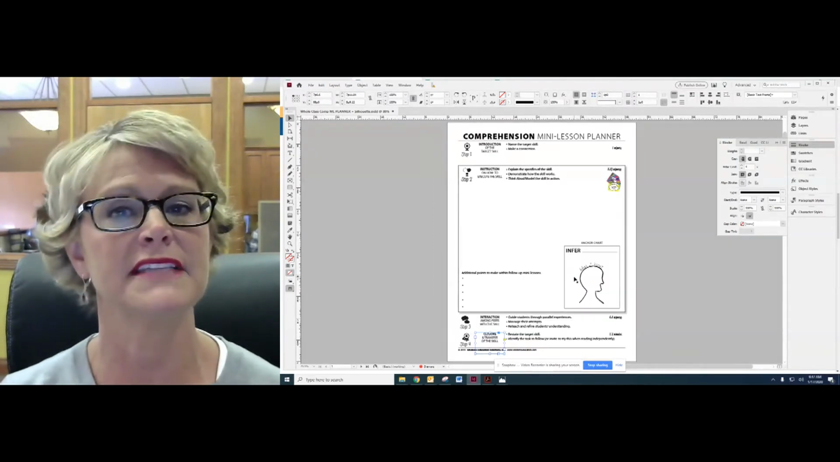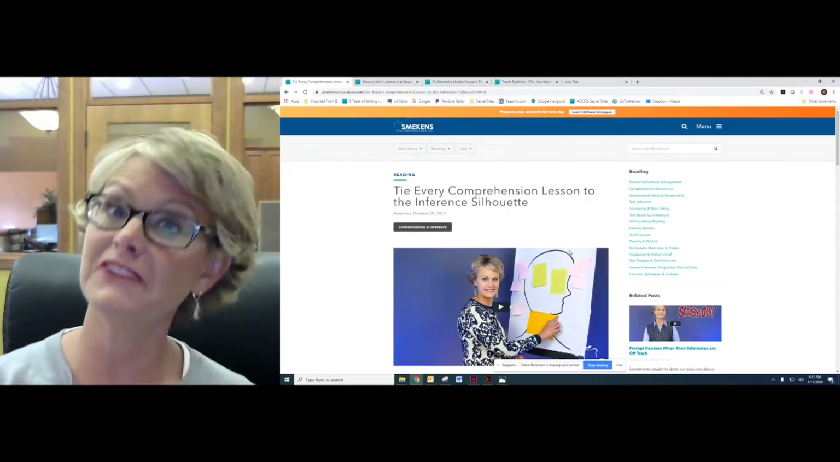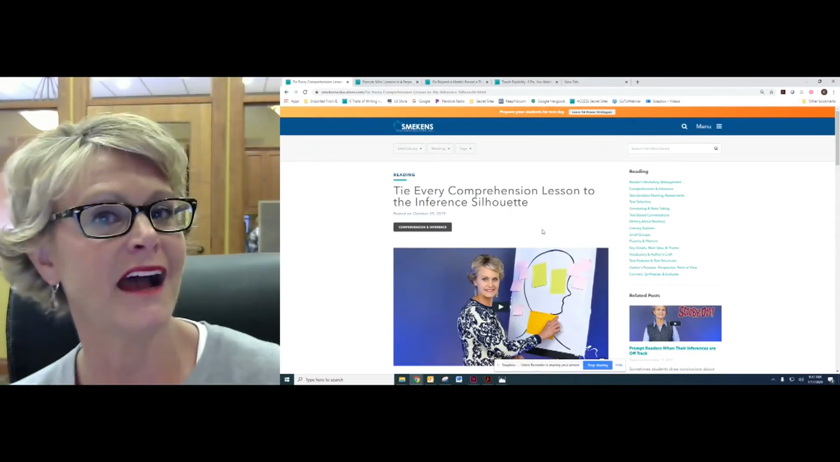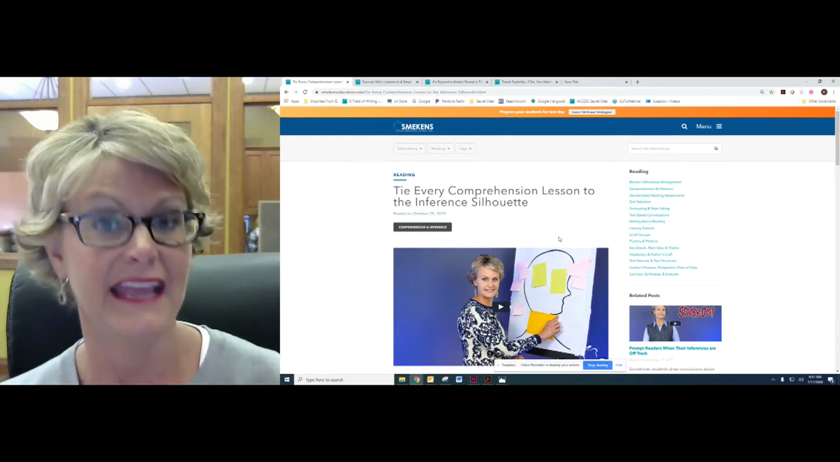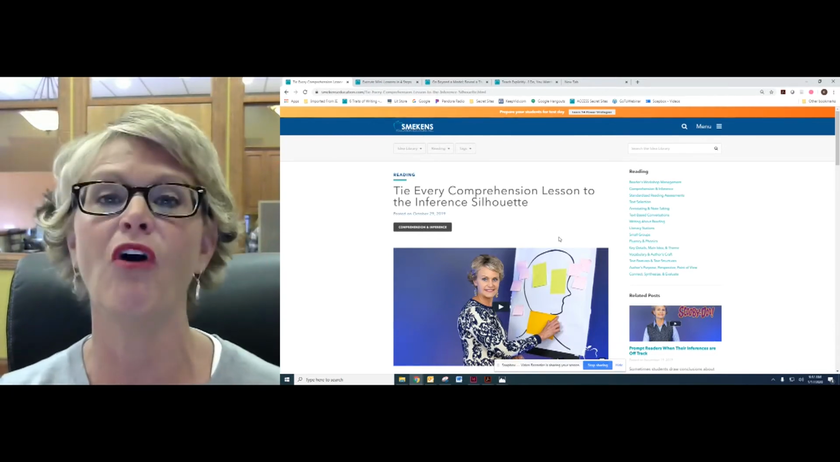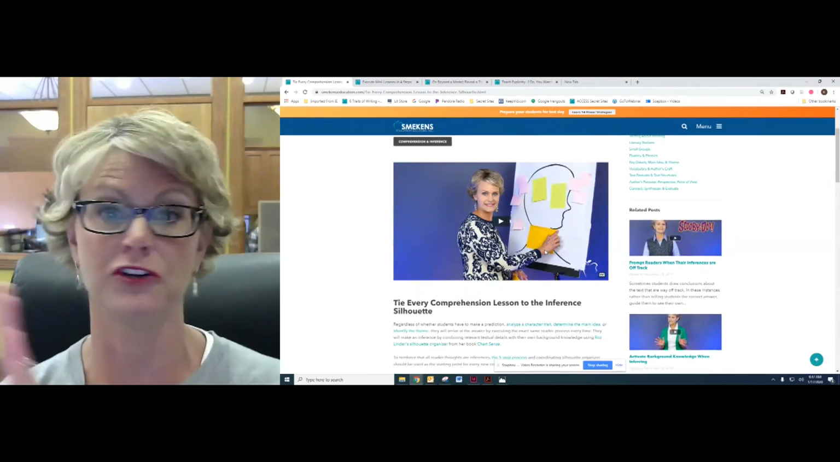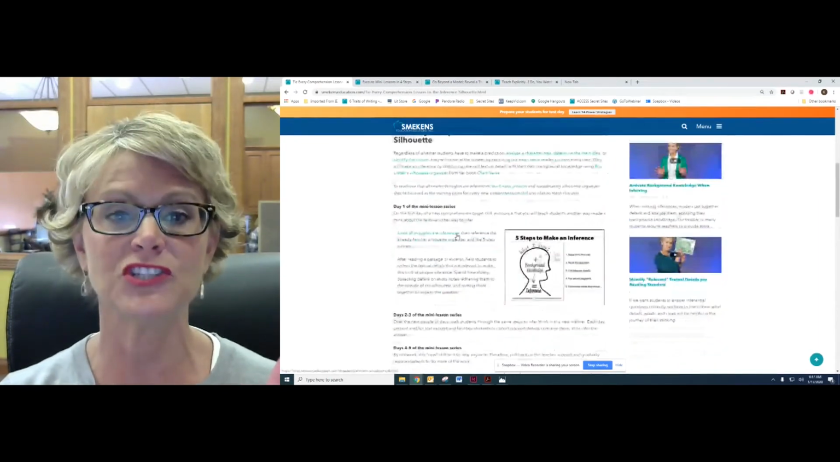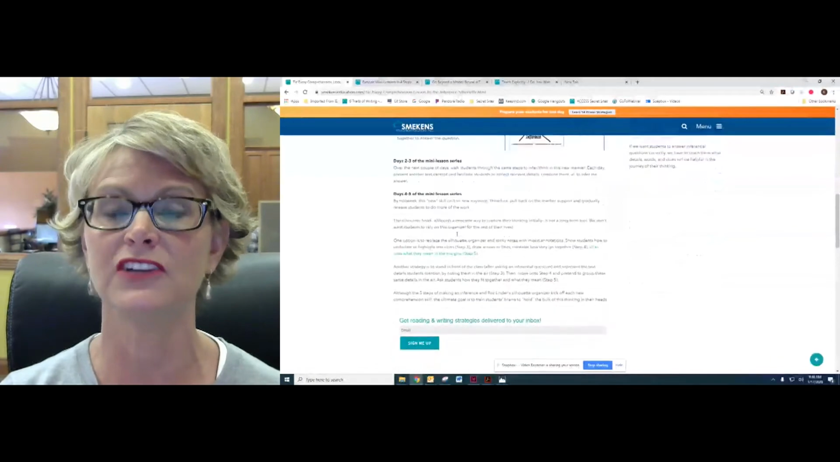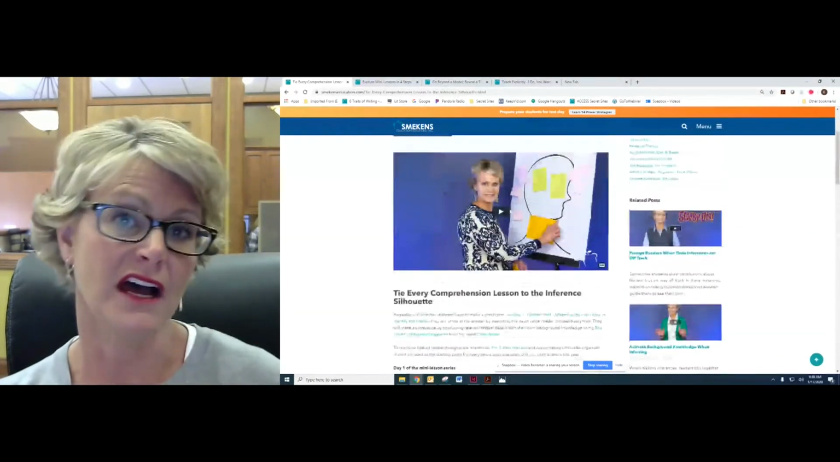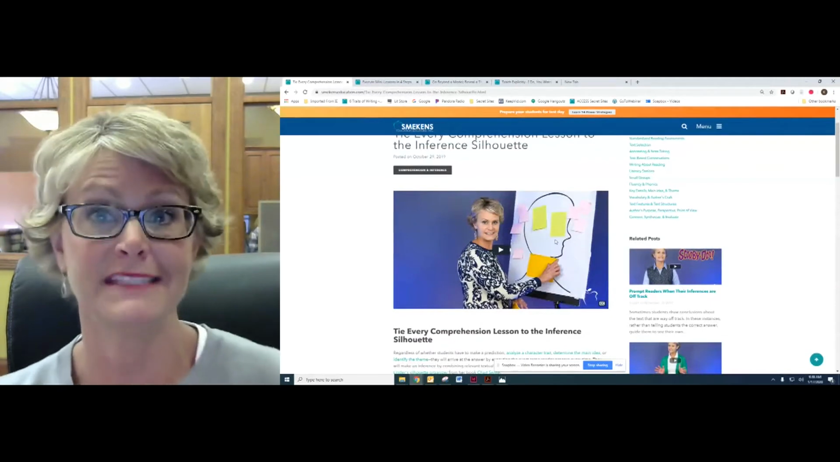Okay, so we still have the same 4 steps, but what we want to remember is that all comprehension, all thinking about the text, is a form of inference. And so I'm going to remind you that every comprehension lesson should be tied to Linder's silhouette head. So literally, when I'm planning a whole class lesson, that silhouette head will be the focus for the first several days as I teach them the same target comprehension skill all week long. Thus, that comprehension head has to be on my planner.